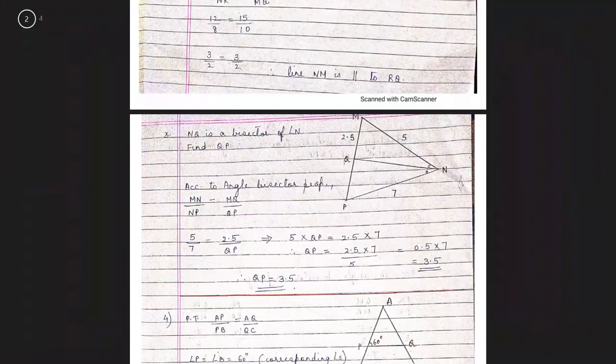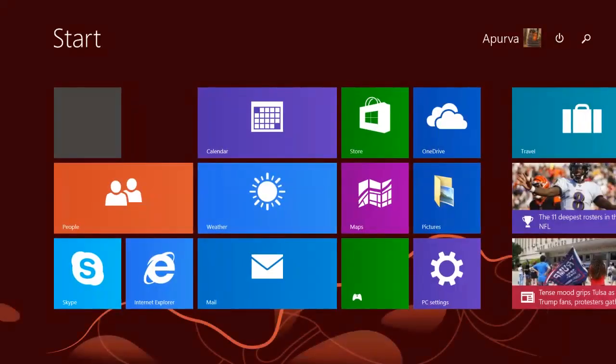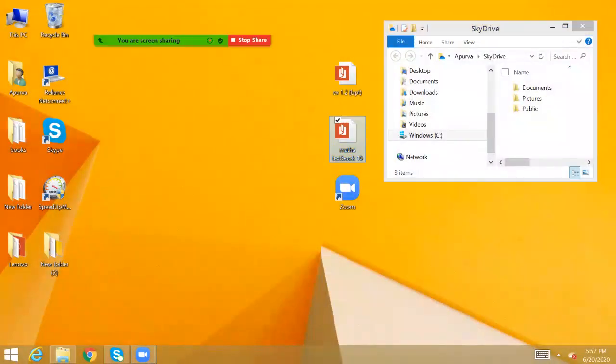Question number 3. According to the angle bisector property, MN upon NP is equal to MQ upon QP. Substitute the values. 5 upon 7 is equal to 2.5 upon QP, which implies you have to cross multiply. 5 into QP equal to 2.5 into 7. Therefore, QP is equal to 2.5 into 7 upon 5. That's 0.5 into 7. Your answer is 3.5. Okay. So that's question number 3. Let's go to the next question.